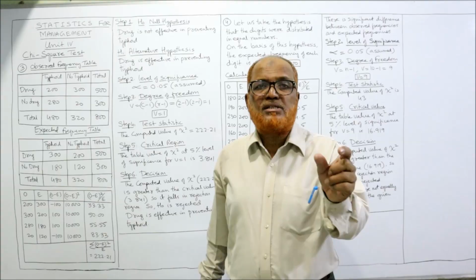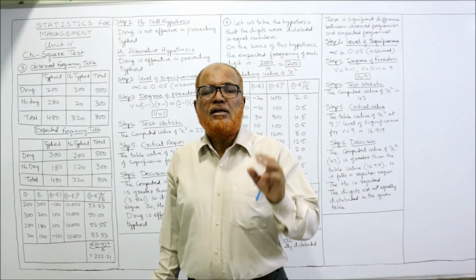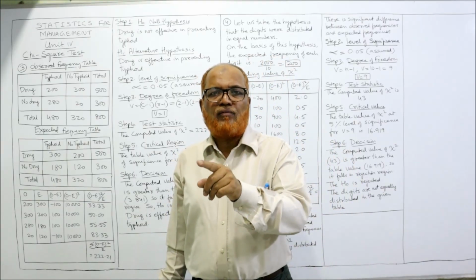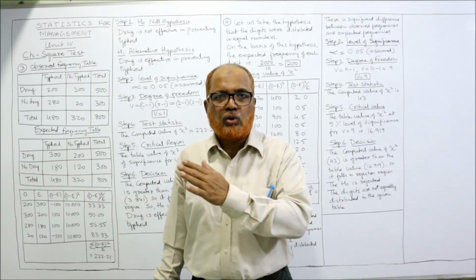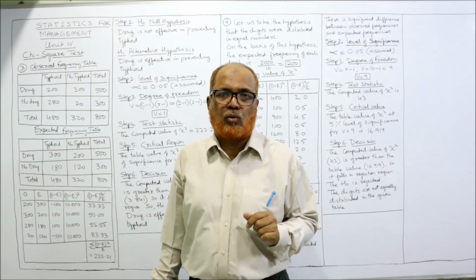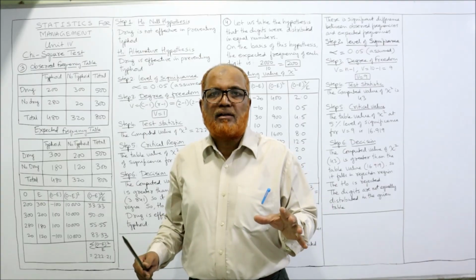The number of digits from 0 to 9 is 10: 0, 1, 2, 3, 4, 5, 6, 7, 8, 9. So total 10 digits are there, including 0. So 2000 digits are there.